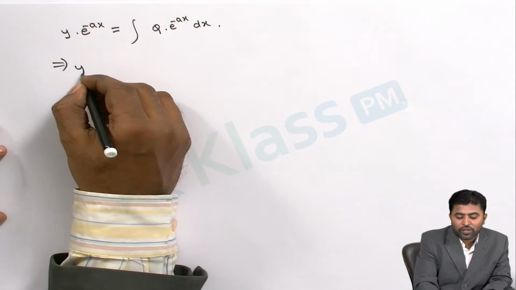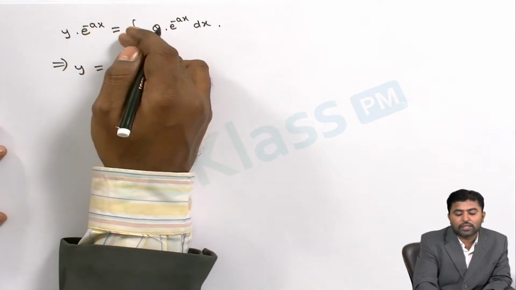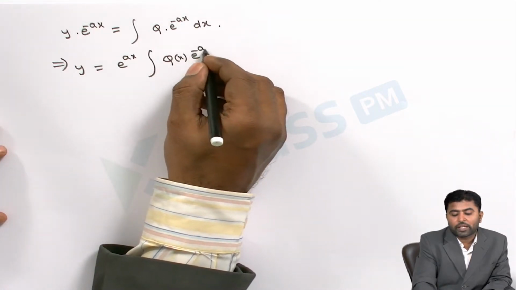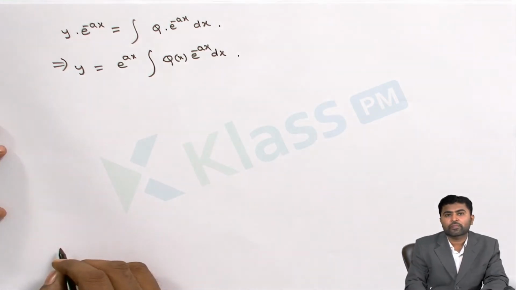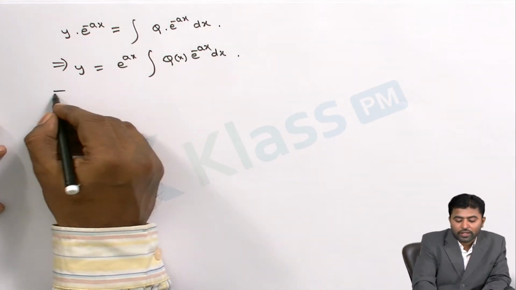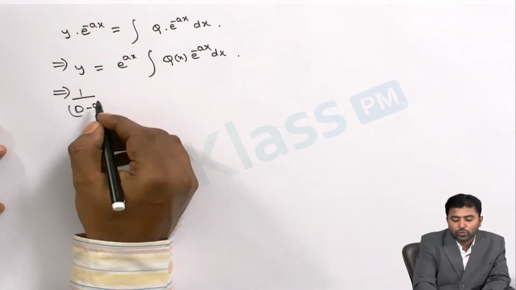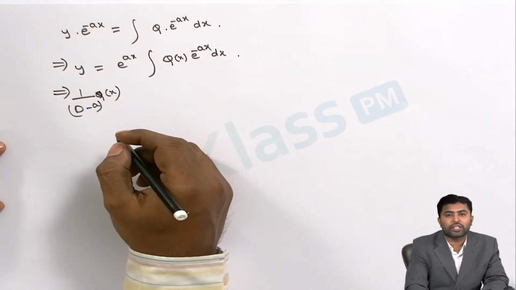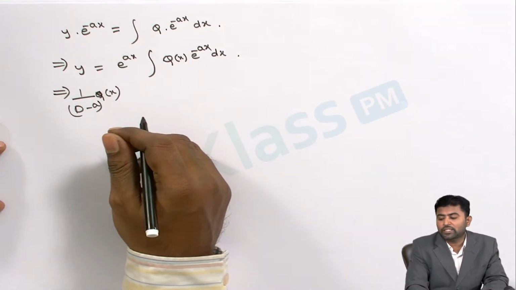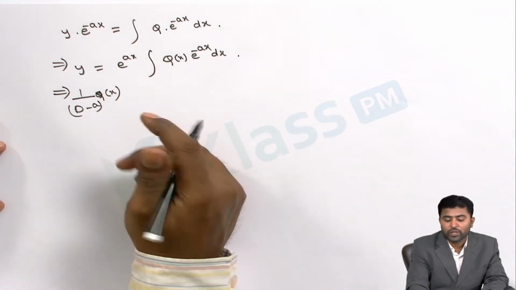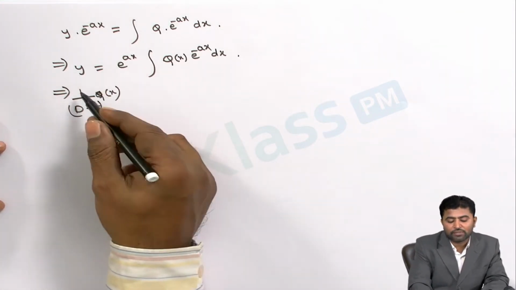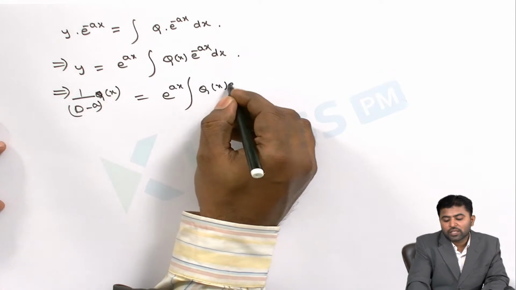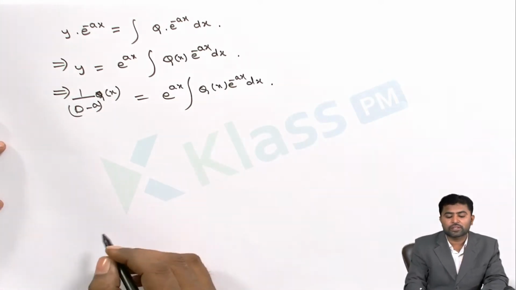Then y is equal to e power ax. I'll send this term to the other side. Then that becomes e power ax integration of q of x into e power minus ax into dx. But what is y we considered? That is 1 by d minus a into q of x. If you observe the consideration what we have taken, that is 1 by d minus a into q of x as some y. So I got the y, so I'll write that as 1 by d minus a into q of x, which is equal to e power ax integral of q of x e power minus ax into dx.